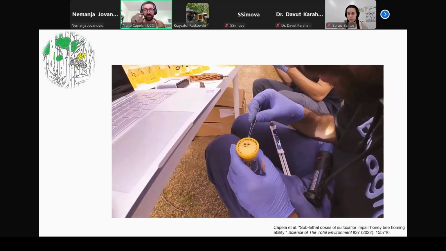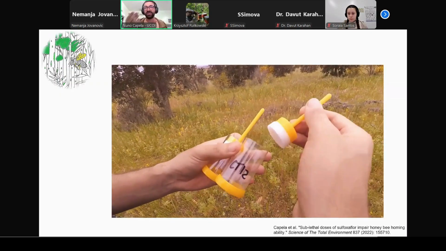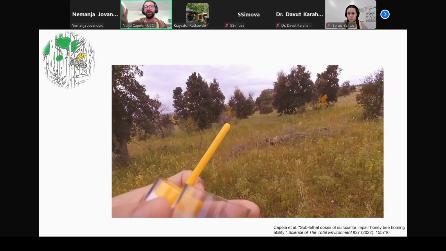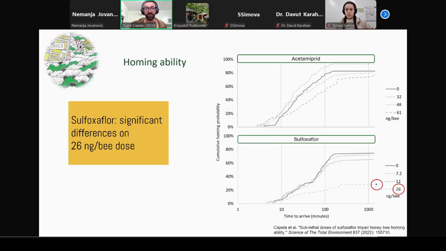And we installed an RFID chip on the bee. And after some minutes, for the bees to assimilate the compound, we released the bee 1 kilometer away from home. And we wanted to evaluate how long it takes for the bee to reach the colony, and if it reaches the colony. So in this case, we are measuring the homing ability of the bees after being exposed to these compounds.